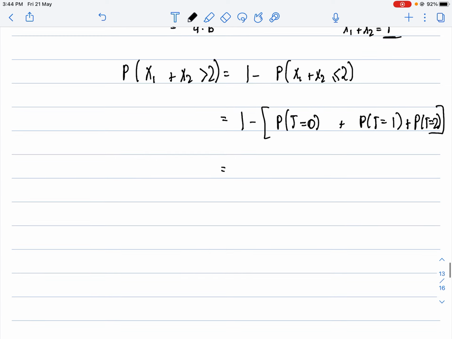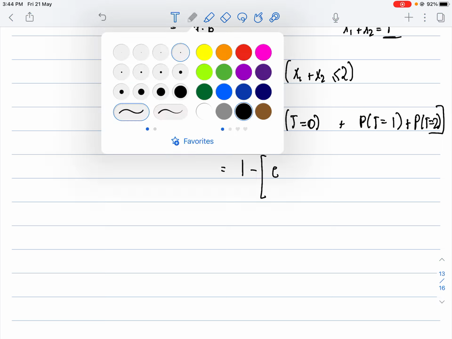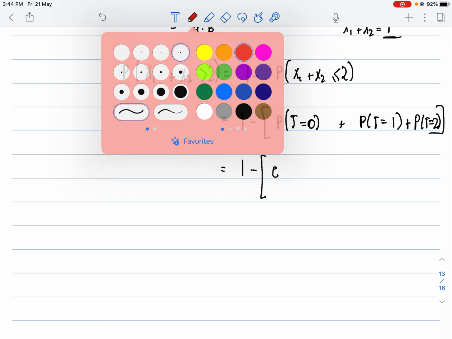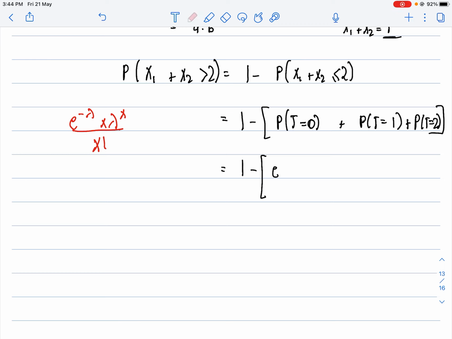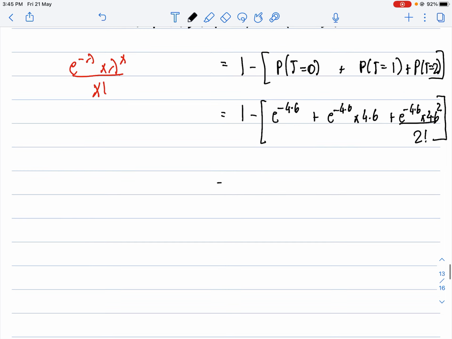Okay, so now I can write this as 1 minus... I hope you know the formula. It is e raised to minus lambda into lambda raised to x over x factorial. Basic formula. Using this formula I can write this as e raised to minus 4.6 plus e raised to minus 4.6 into 4.6 plus e raised to minus 4.6 into 4.6 raised to 2 over 2 factorial.